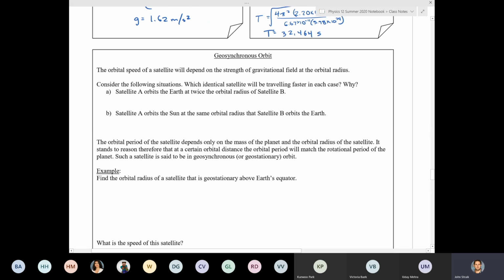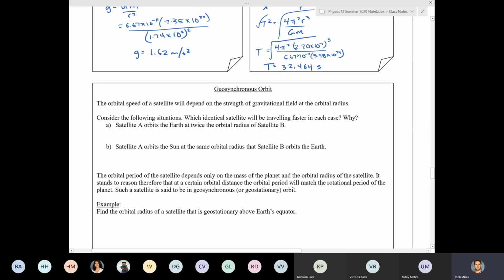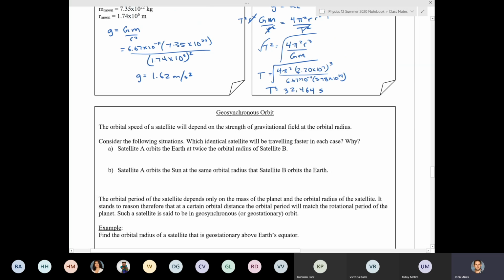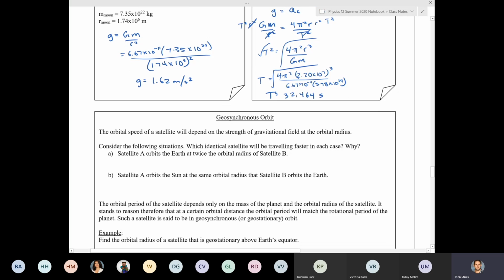So first of all, let's think about the following situation. Let's say we have identical satellites. Which one will be traveling faster? Satellite A orbits the Earth at twice the orbital radius of satellite B. Which one do you think travels faster? Anyone? Should we do some math for this?